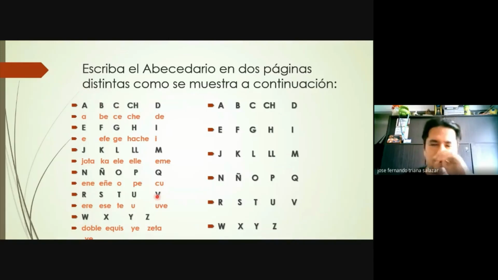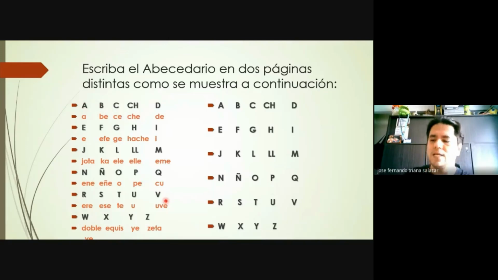Can you notice a difference? There's no difference between B and V. You just identify them. So we continue. Okay? A, B, V.